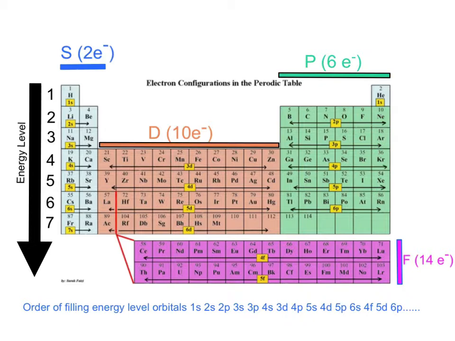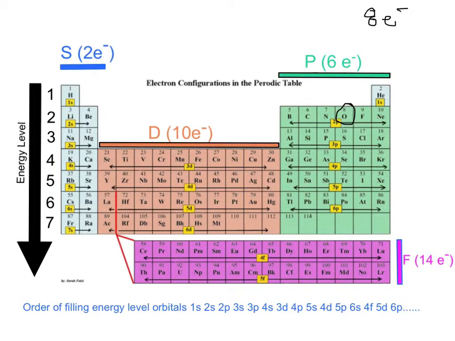All right. So let's pick a simple element first and do it, and then we'll go to something a little bit more complex. So our first element we're going to pick is going to be oxygen. So oxygen has 8 electrons that we have to accommodate in our electron configuration.